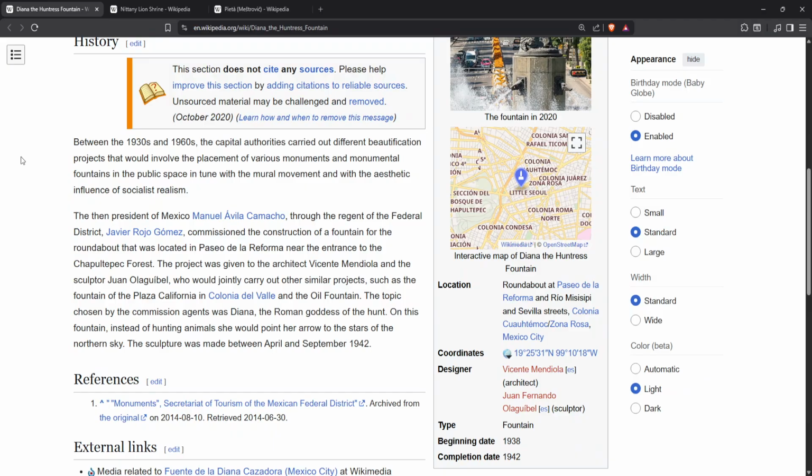Or I guess the Colonia del Valle? I don't know. And the oil fountain.